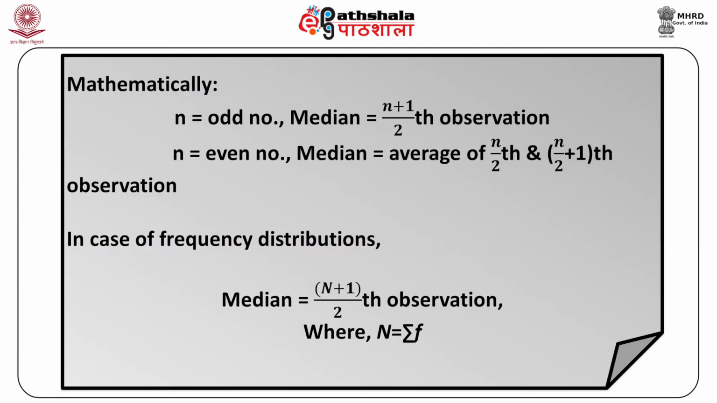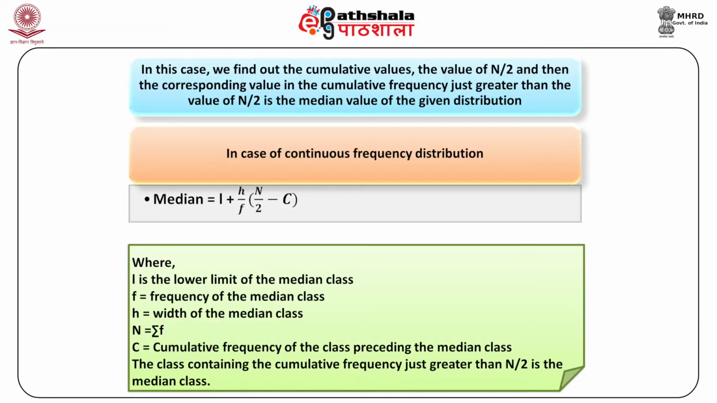So mathematically, if the number of observations is an odd number, that is if n is odd, median is equal to n plus 1 by 2th observation. And if n is even, then median is taken as average of n by 2th and n by 2 plus 1th observation. In case of frequency distribution, this median is calculated as capital N plus 1 upon 2th observation, where capital N is taken as summation f, that is summation frequency. In this case, we find out the cumulative values, the values of n by 2, and then the corresponding value in the cumulative frequency just greater than the value of n by 2 is the median value of the given distribution.